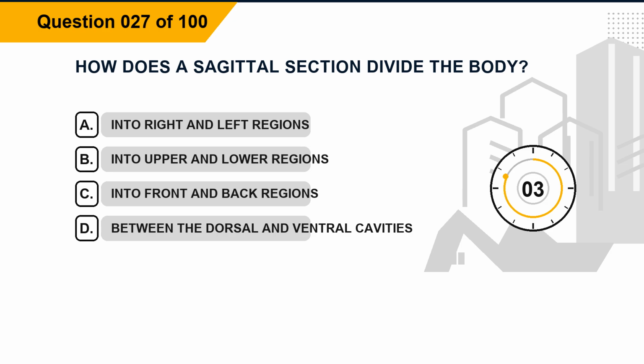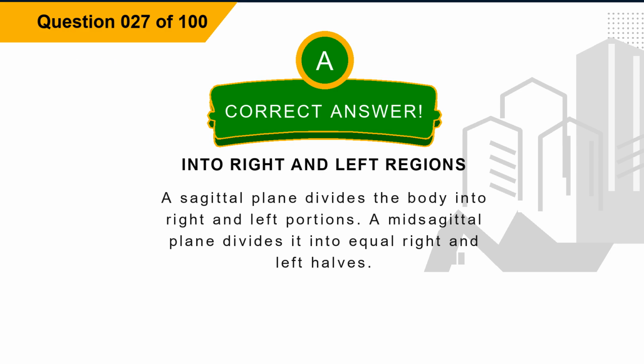Option D, between the dorsal and ventral cavities. The correct answer is option A, into right and left regions. Explanation. A sagittal plane divides the body into right and left portions. A mid-sagittal plane divides it into equal right and left halves.